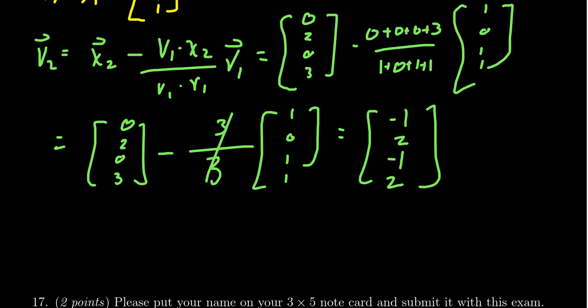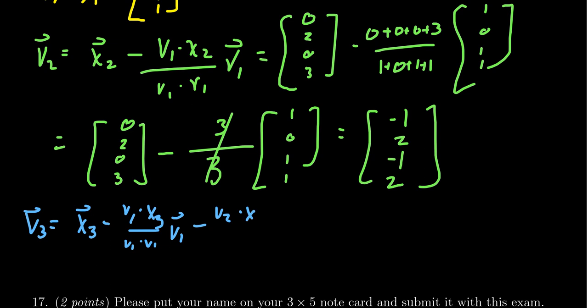Now the next step is we need to compute v3, which by the Gram-Schmidt formula equals x3 minus v1 dot x3 over v1 dot v1 times v1, and then we also have to subtract v2 dot x3 over v2 dot v2 times v2. So let's work that one out.